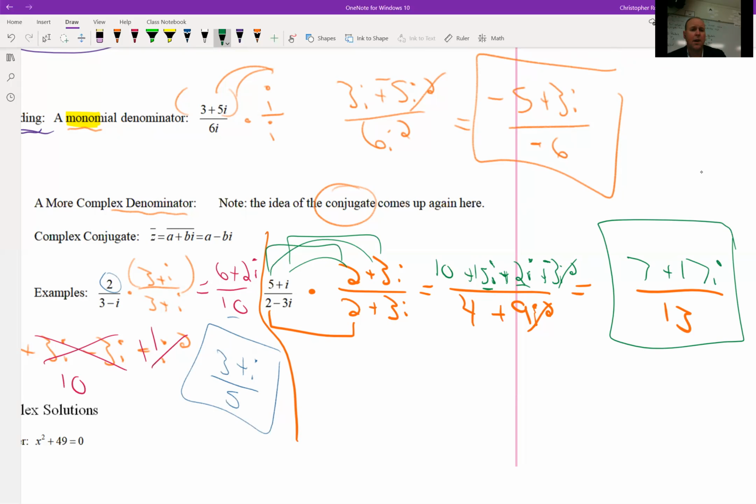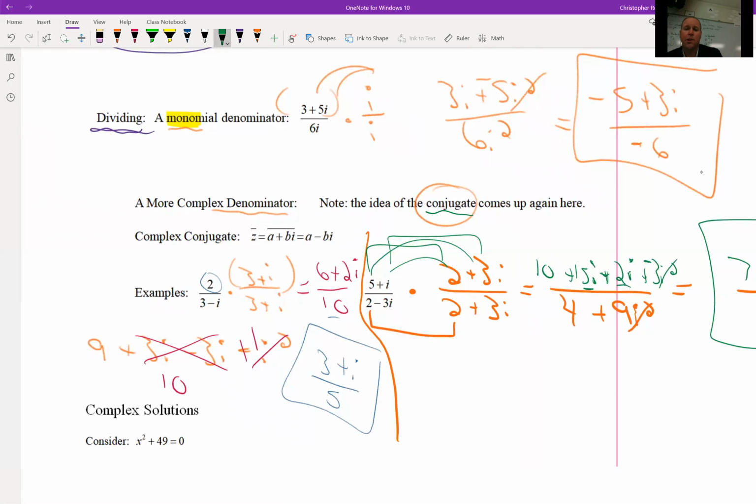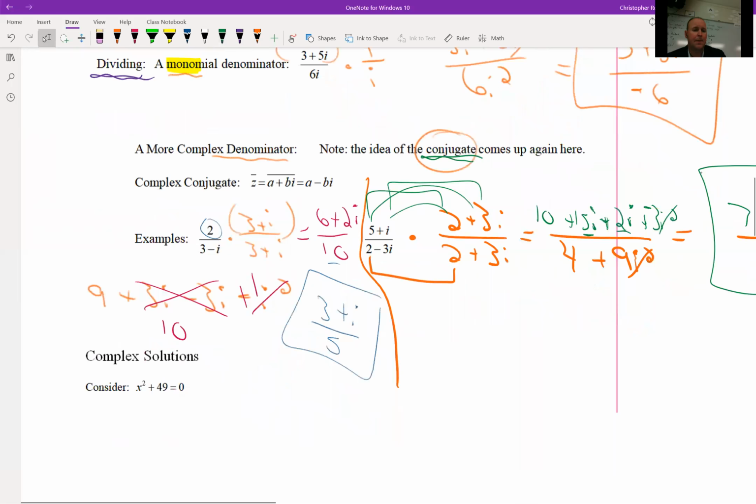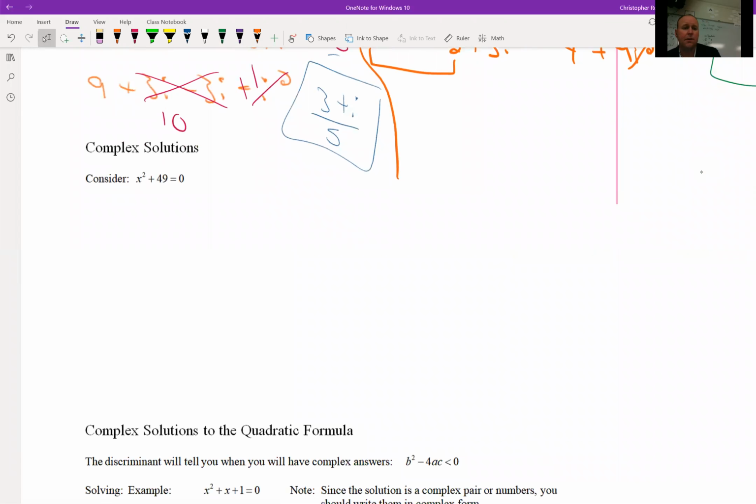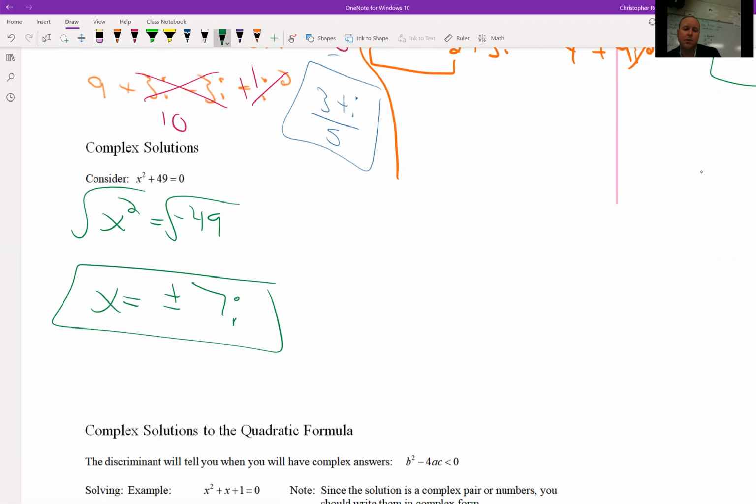So binomials, we're going to use what's called a conjugate. All right, complex solutions. We can use this to solve. This is not a difference of squares because we're adding, so that means we have to solve it differently. So x squared equals negative 49 when we subtract it over. We're then going to take the square root, so x equals plus or minus 7i, which means this parabola does not cross over the x-axis because I got an imaginary solution.